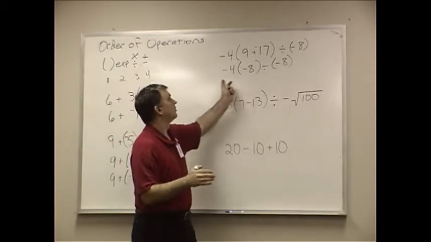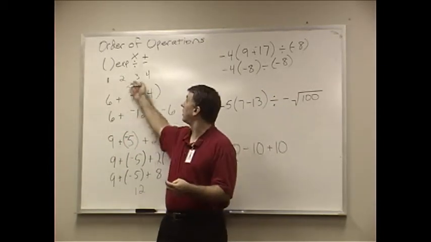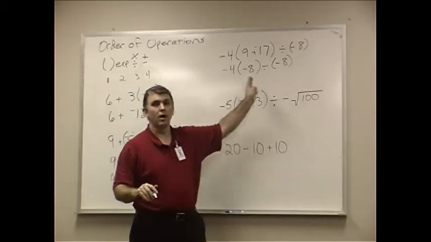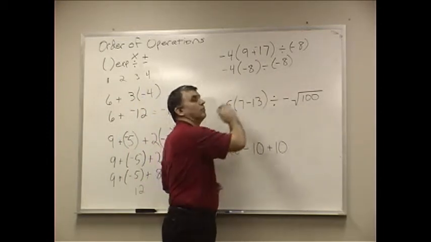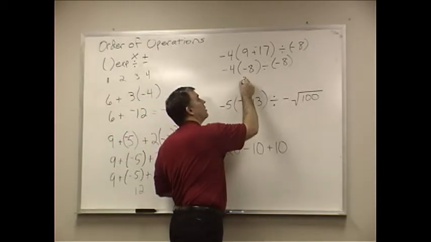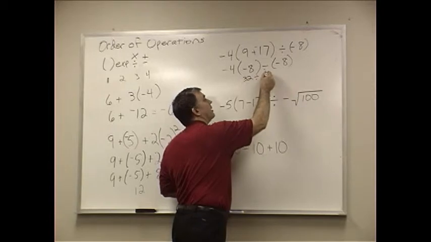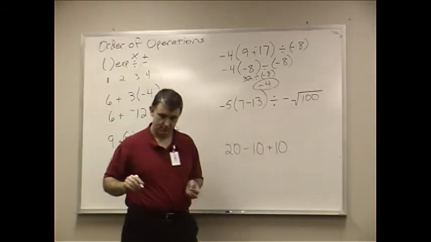Exponents, don't see any exponents here. Again, sometimes you do steps and you're like, hey, the third step is multiply and divide. So I get negative 4 times negative 8. That would be positive 32. And 32 divided by negative 8, that would be negative 4.